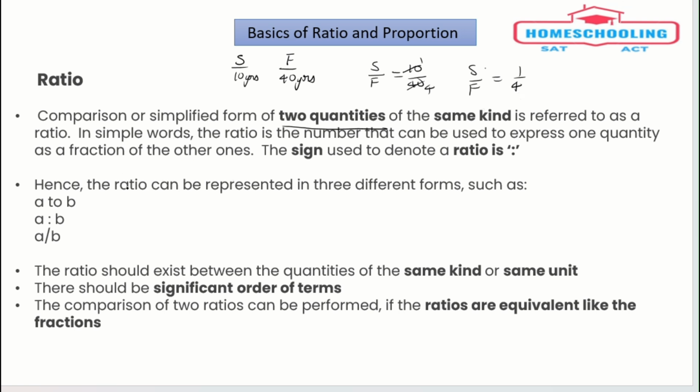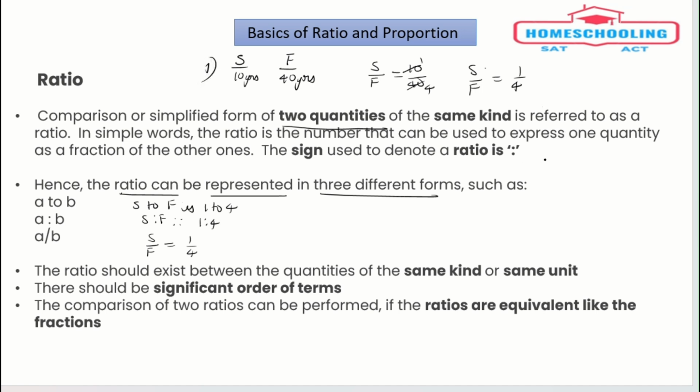So always remember that ratios can be represented in three different forms. We can say son to father is 1 to 4. Or we can also say the ratio of son is to father is 1 is to 4. Or we can also say it like this: son is to father is equal to 1 is to 4, and here we will put 4 down. So this is your one example.